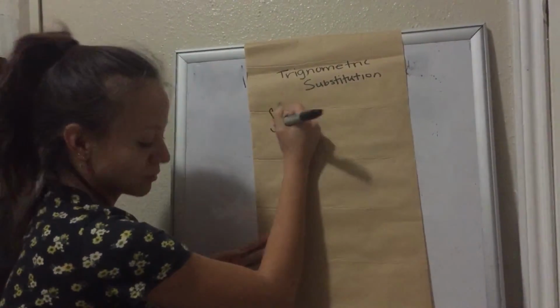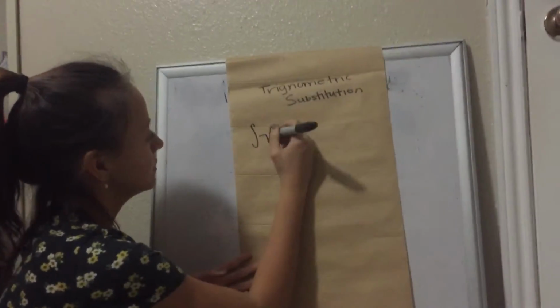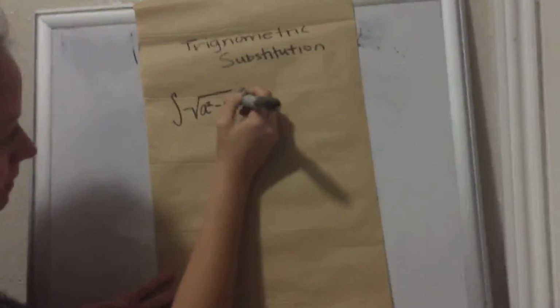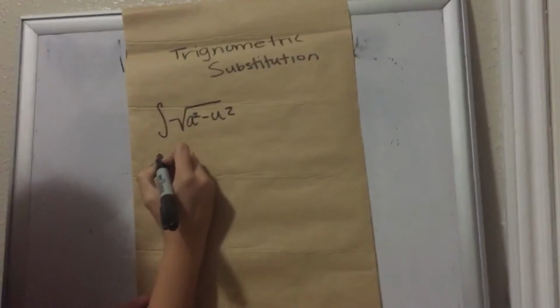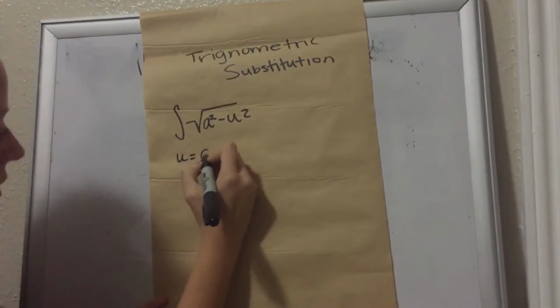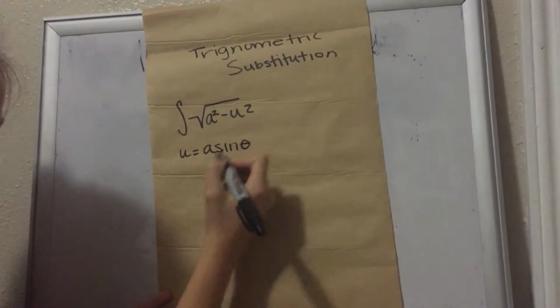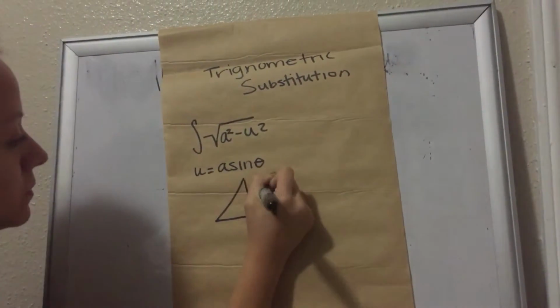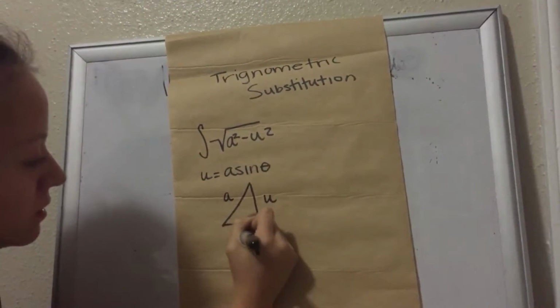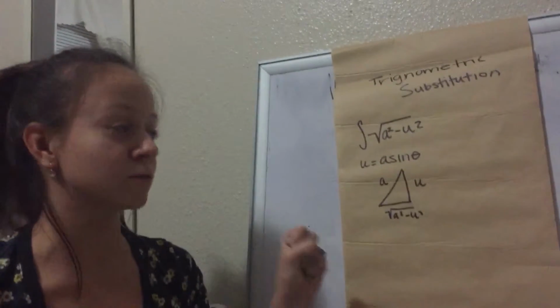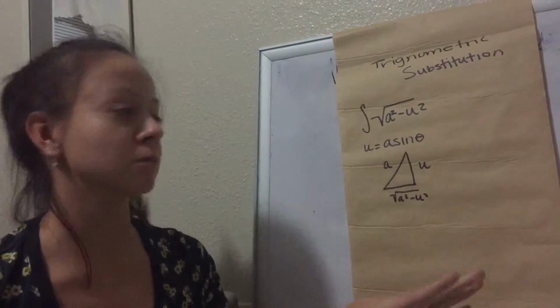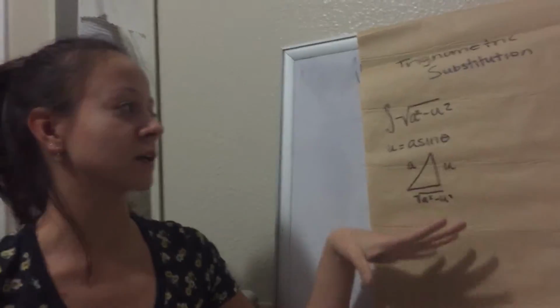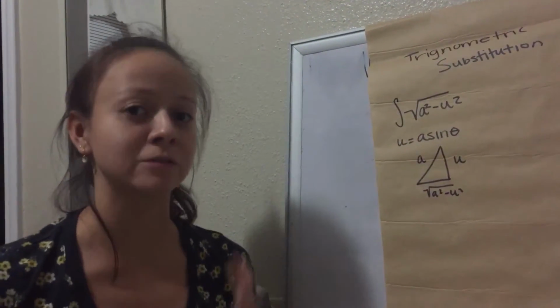One instance is where your integral includes this format right here. In this case, u would equal a sine theta, and you would draw your triangle like this, u over a squared minus u. If you look, you would notice this looks a lot like inverse trig substitution. It's very similar, has almost the same setup, but you can't use regular substitution with this.